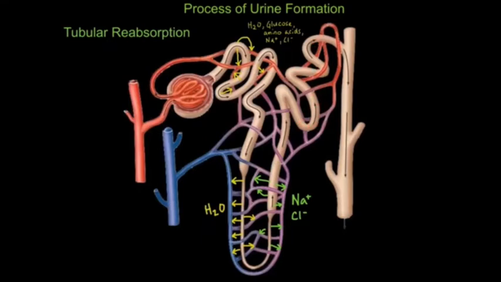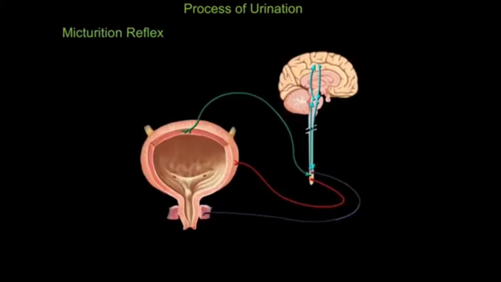Urine enters the collecting duct, and at the collecting duct, we see the last tubular reabsorption of water, and this is where the dilution or the concentration of urine occurs.